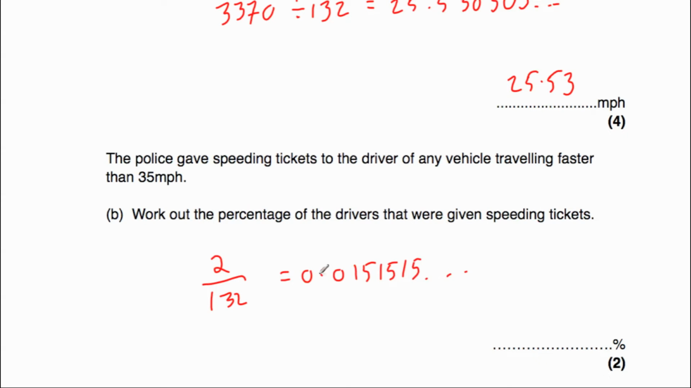0.0151515 and so on. And then whenever we write this as a percentage, we move the digits 2 columns to the left, so that's going to give us 1.515151 and so on percent. And then let's just round this to 3 decimal places, so that'll be 1.515% to 3 decimal places. Okay, let's have a look at our next question.